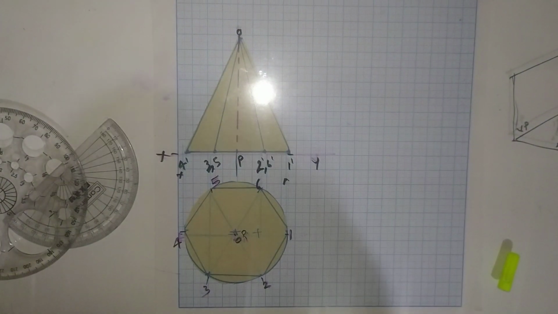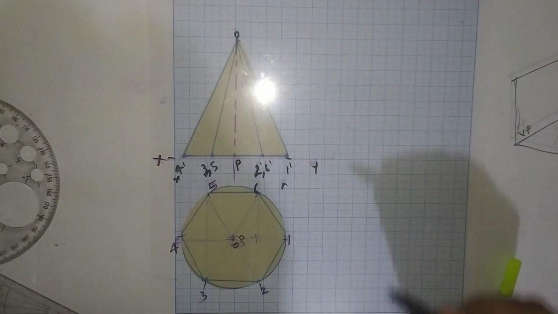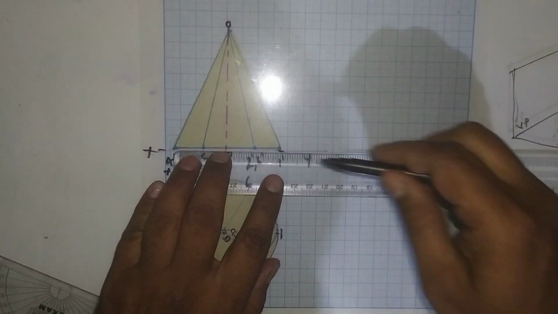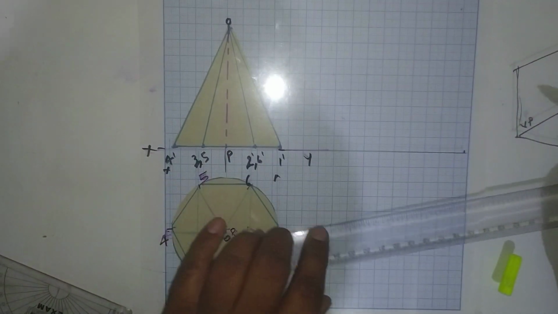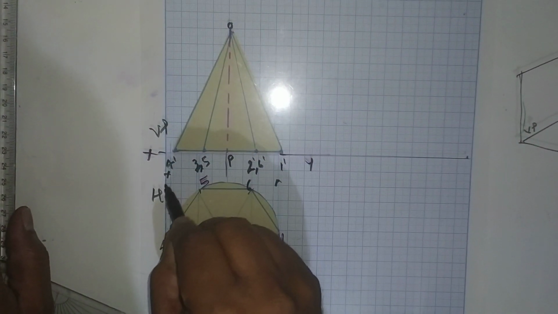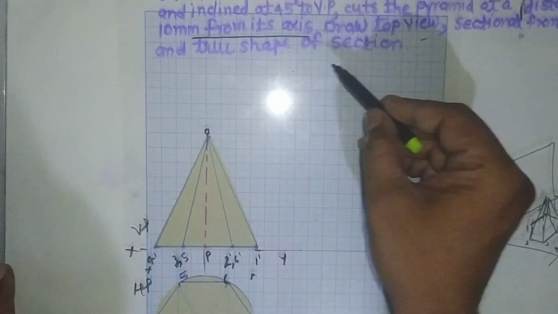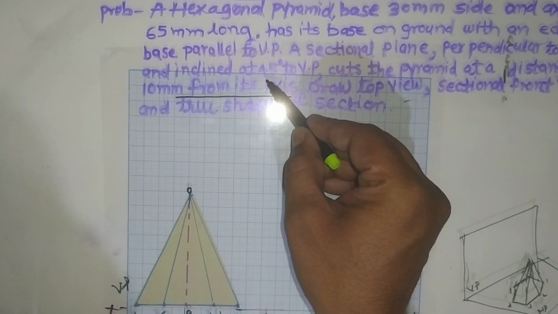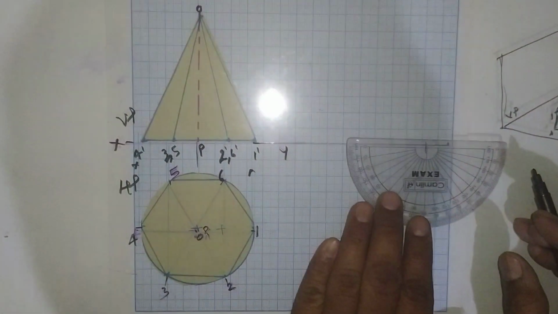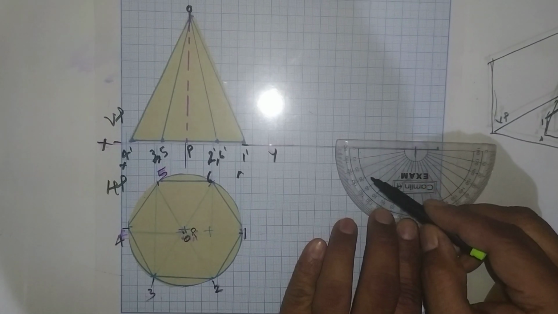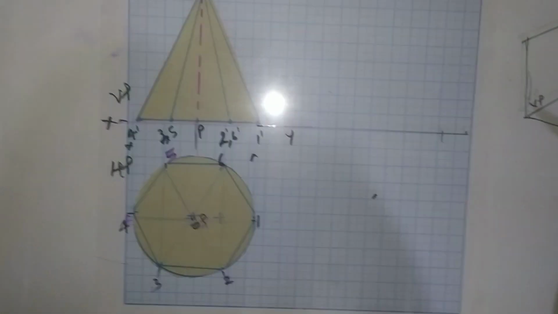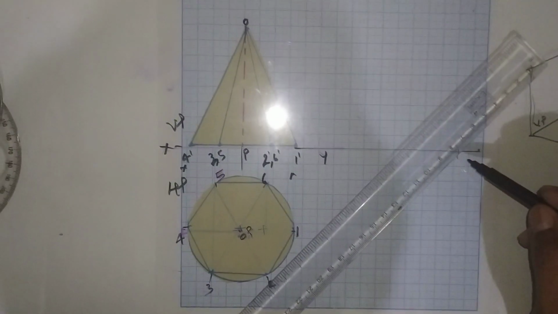Now the cutting plane is acting at an angle. Produce this XY line. At what degree is it acting? It is acting to VP. This is a vertical plane and this is a horizontal plane. It is acting at 45 degrees to VP. So I will mark a point for reference at 45 degrees. I will take the angle 10, 20, 30, 40 and 45, and mark it here for our reference.